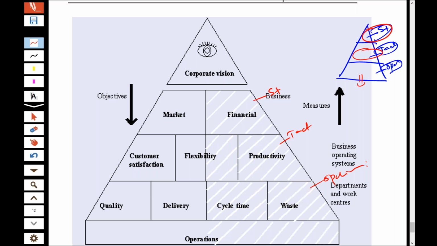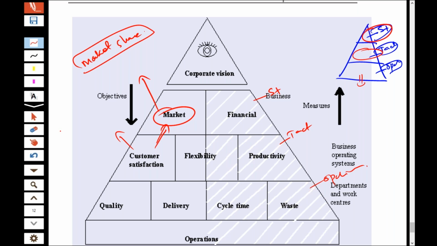It says that the organization has a market related objective, and the market related objective could be that the market share should increase. This market related objective is achieved when there is customer satisfaction. Customer satisfaction is when the customer is retained and the satisfaction level is high. And customer satisfaction is when the customer gets quality goods and on-time delivery.